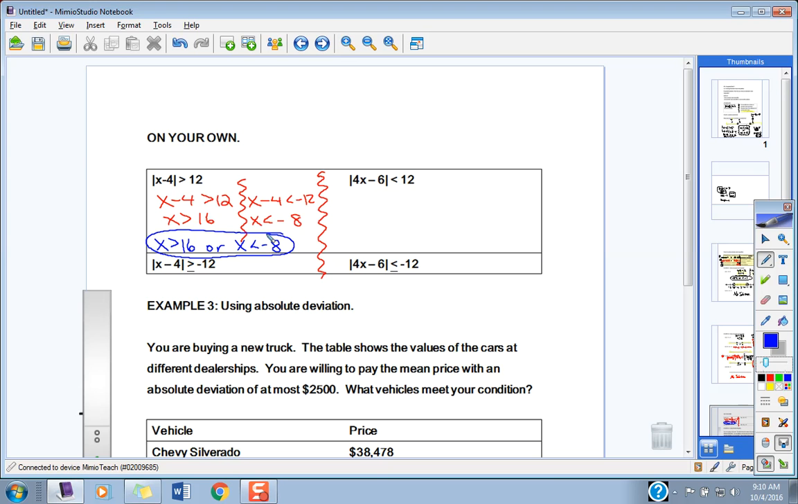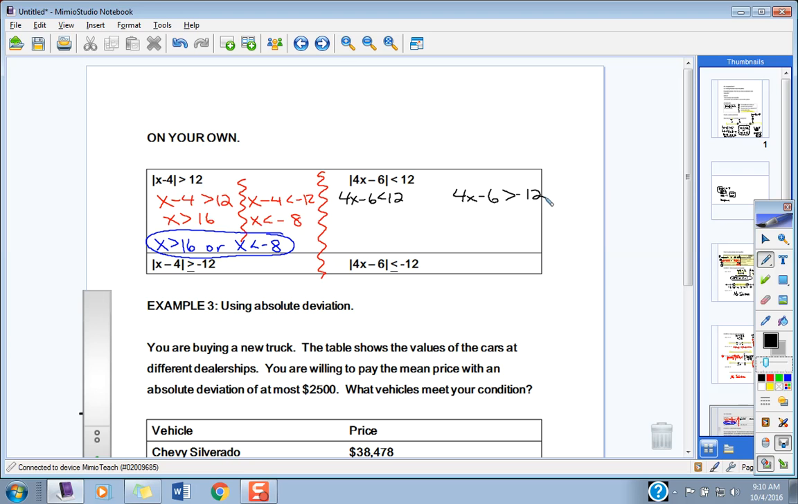So the next one here, you have 4x minus 6 compared to a positive. So you just rewrite the problem without bars. 4x minus 6 less than 12. And then the other part, you're going to write 4x minus 6. Change less than to what? Greater than, and then change 12 to what? Negative 12. So I'm going to save some time here. You would add 6 to this and then divide by 4.